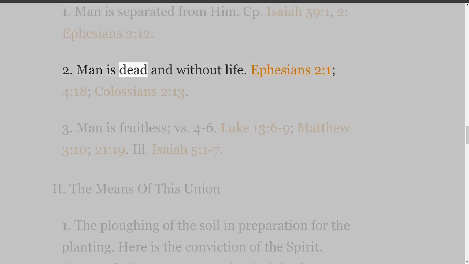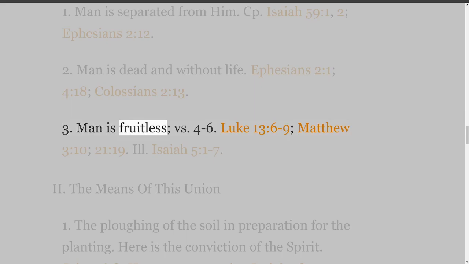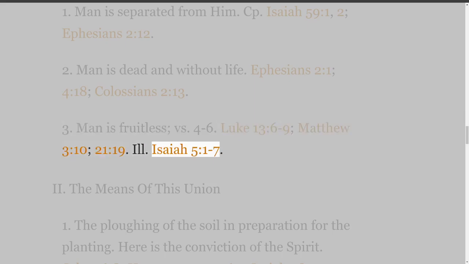2. Man is dead and without life. Ephesians 2:1, 4:18, Colossians 2:13. 3. Man is fruitless, verses 4 to 6. Luke 13, verses 6 to 9, Matthew 3:10, 21:19, Isaiah 5, verses 1 to 7.